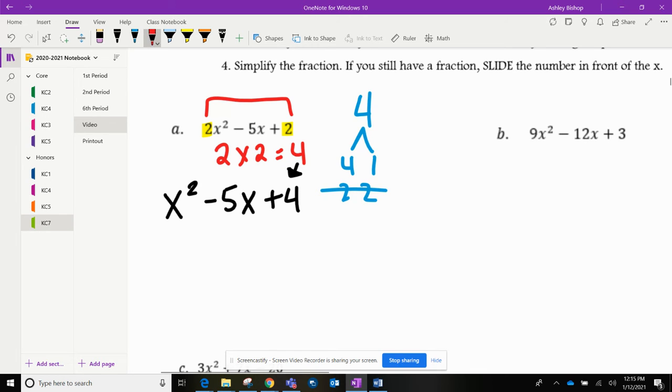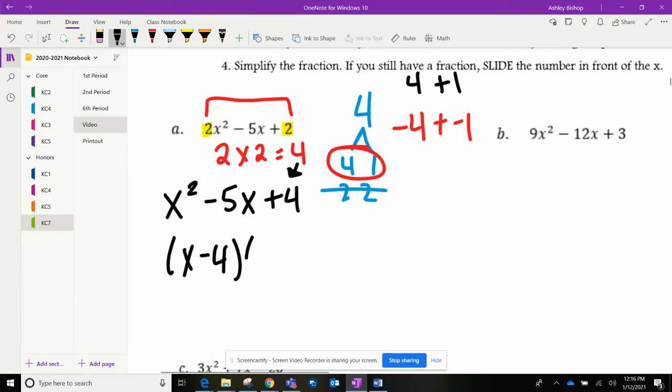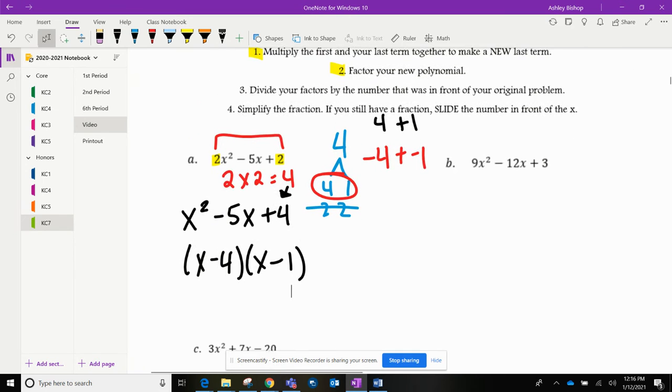And remember, I need to find which one of 4 and 1 will work. Well, my last term is positive, but my middle number is negative. So I know that I'm going to have negative 4 plus negative 1. And if you're not comfortable picking their options yet, remember to list them all out like we talked about on Friday. Do both of your numbers positive, both of them negative, one positive and one negative, and vice versa, and you'll be able to find your answer. But for me, I got x minus 4 and x minus 1, so both of them being negative. That's step 2.